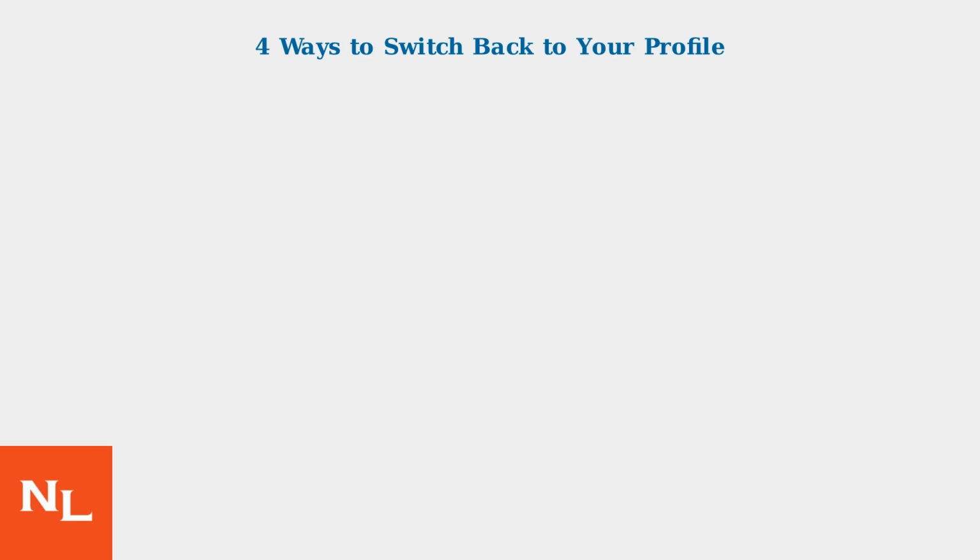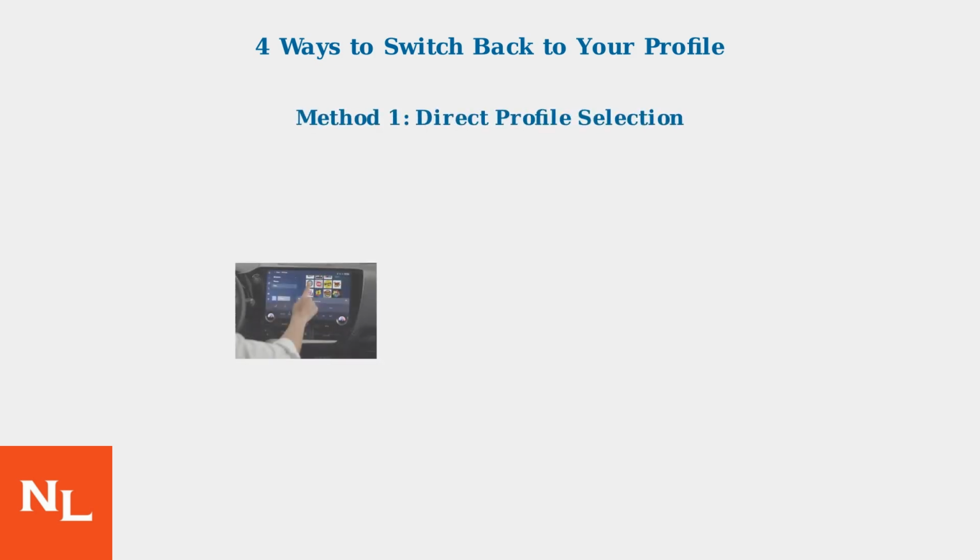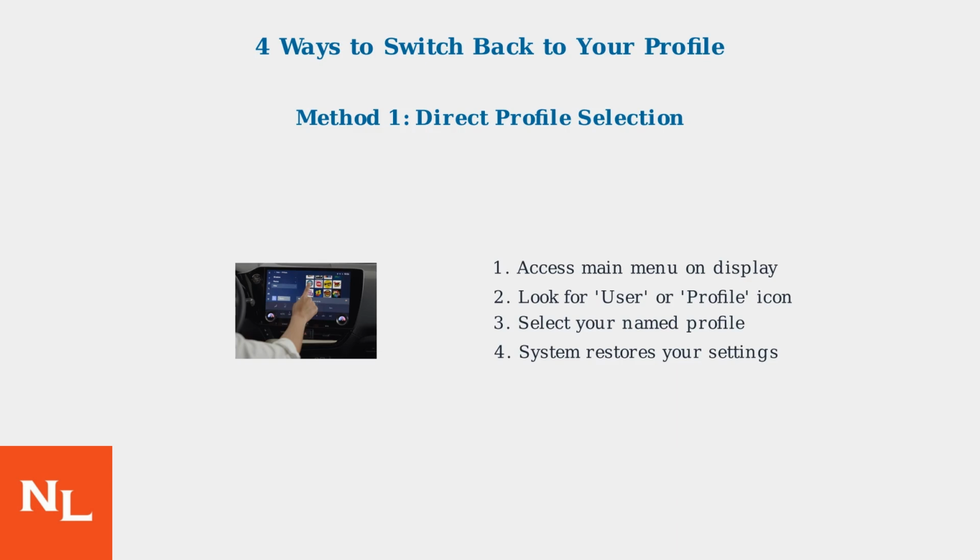Let's explore each one. Method 1 is the most direct approach. Access the main menu on your infotainment display and look for the user or profile icon, typically located in the top corner. Select your named profile from the drop-down menu, and the system will automatically restore all your personalized settings.